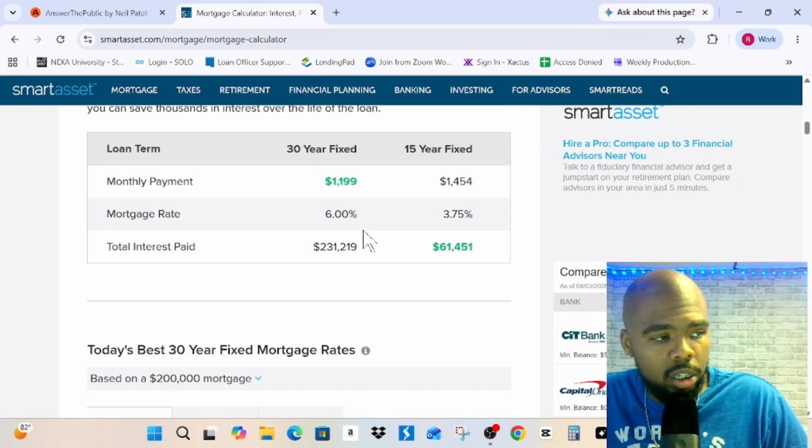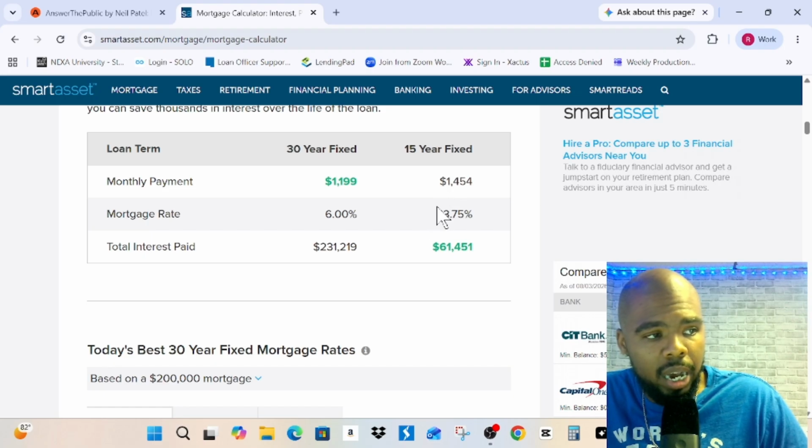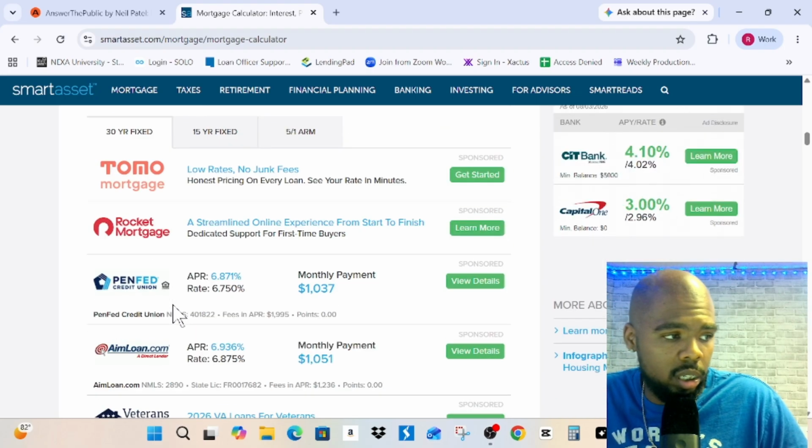So we're not even going to look at the total interest paid, because once again, you're not comparing apples to apples right now. So we don't want to look at that. But overall, you'll see a difference when it comes to payment, because this payment should be higher, but because of the lower interest rate, that's why it's looking like that, right?